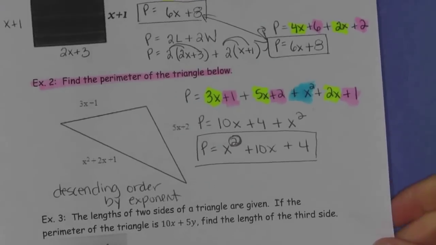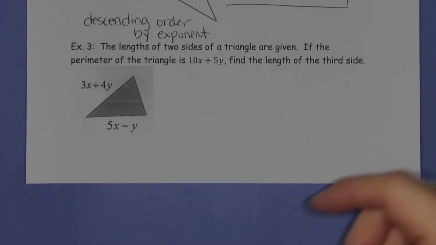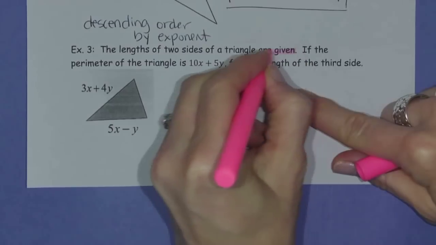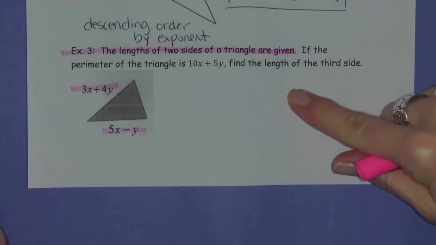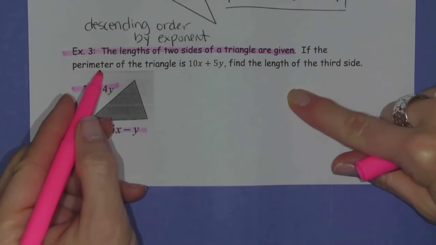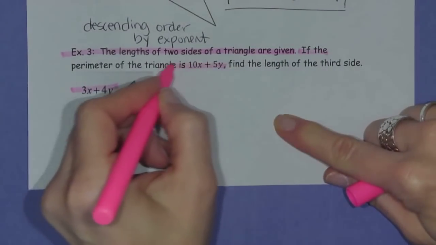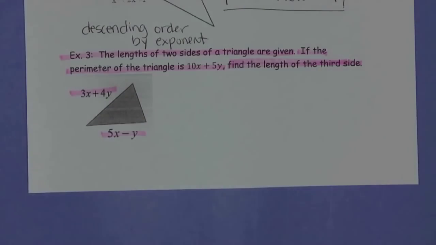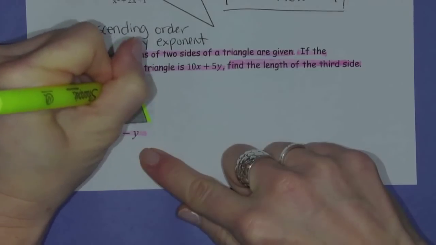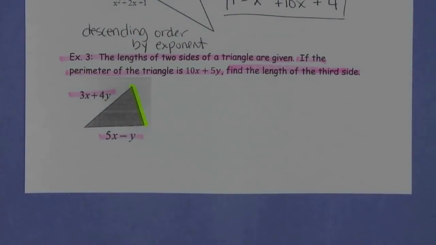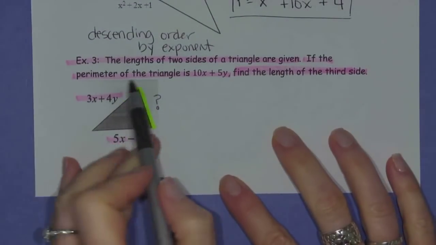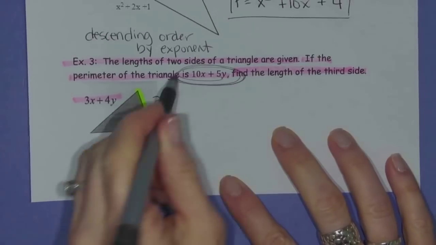Okay, very good. All right, next one, example 3, last one on this page. This one says the lengths of 2 sides of a triangle are given. And you can see them right here and right here. If the perimeter of the triangle is 10x plus 5y, then find the length of the third side. So this is interesting. This time, they give us 2 sides. They want this third side. That's the question. What is this third side? So that the final answer for perimeter is 10x plus 5y.